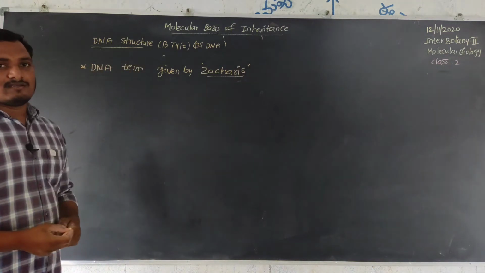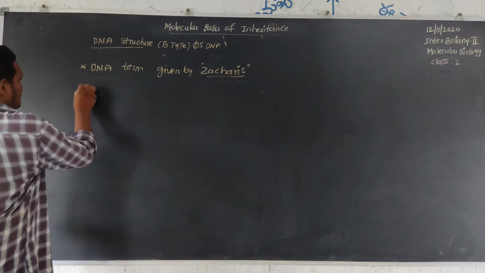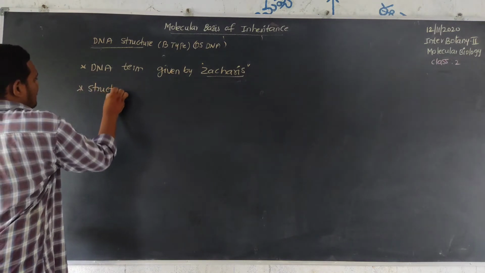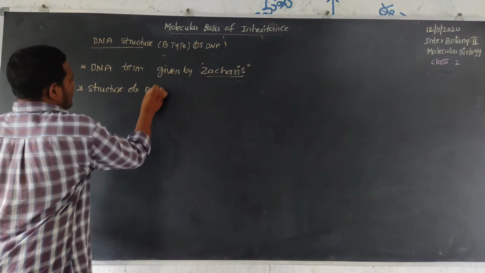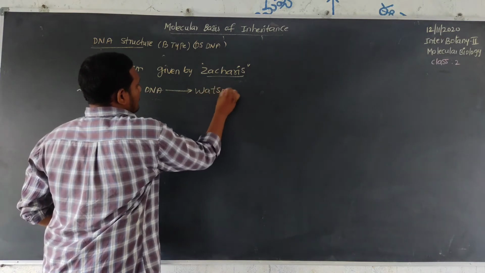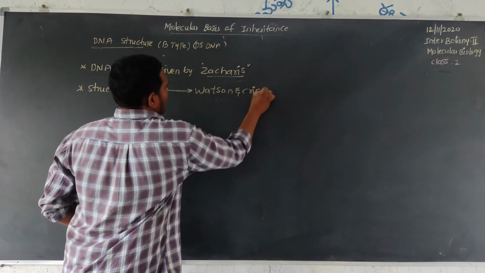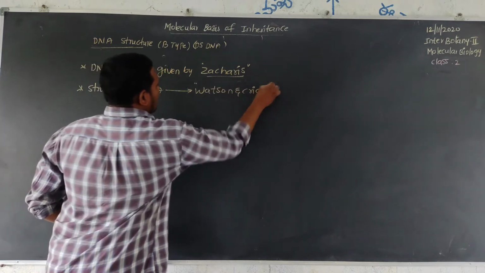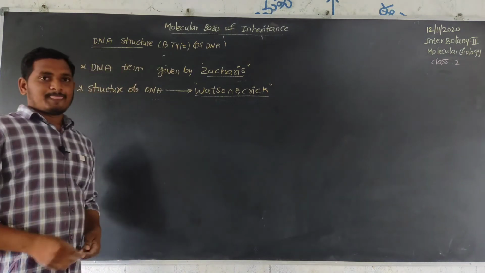Next, the DNA structure is given by two scientists, Watson and Crick. That's why they got the Nobel Prize.